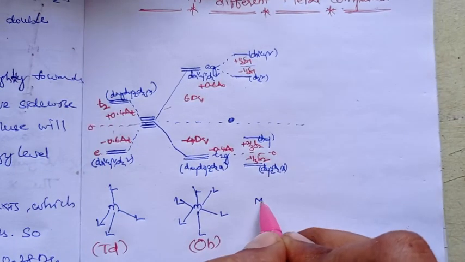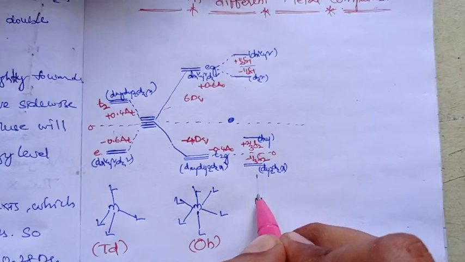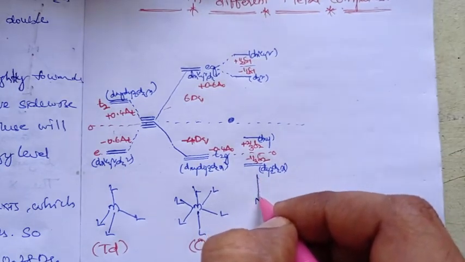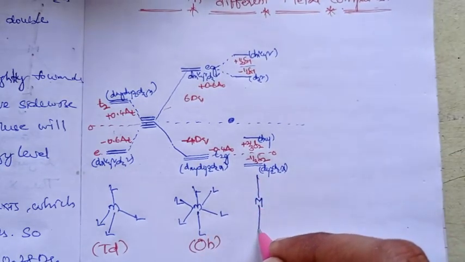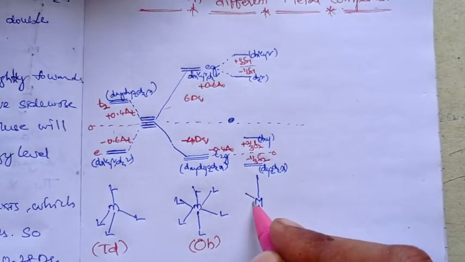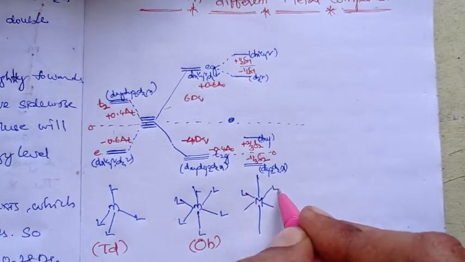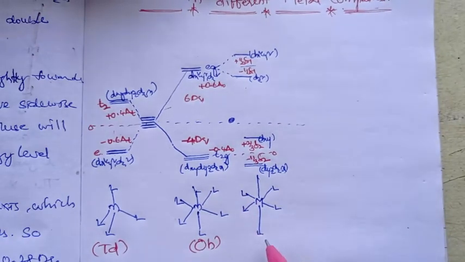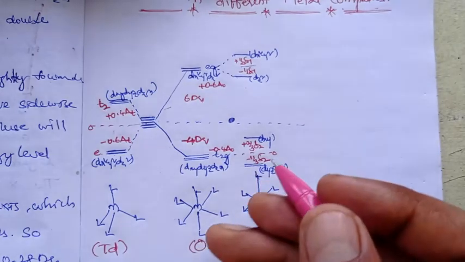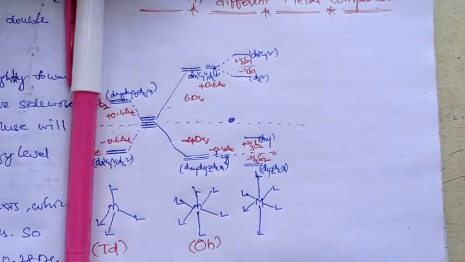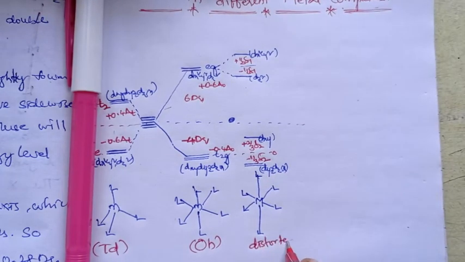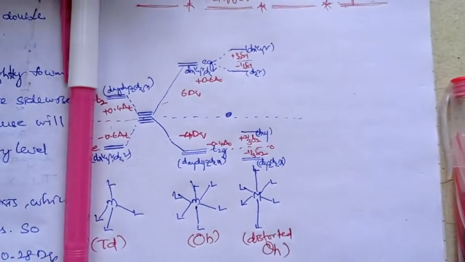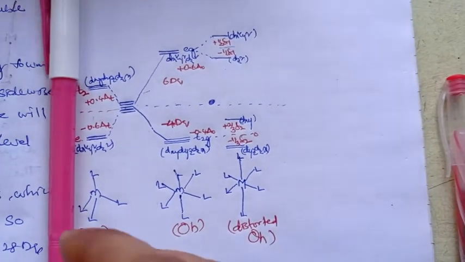In the distorted octahedral structure, the axial, Z-oriented bonds are elongated. It is a Z-out structure, where the metal to ligand bonds in the Z orientation are slightly elongated. This is the distorted octahedral splitting pattern.